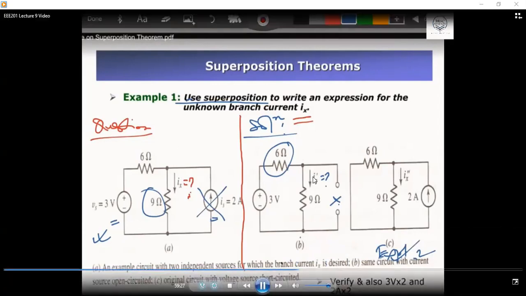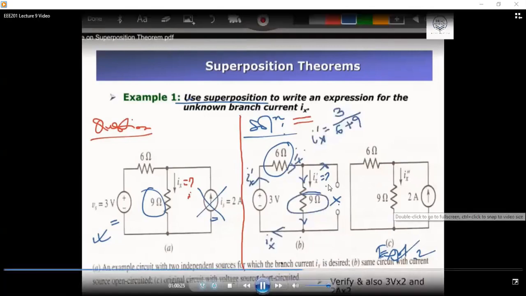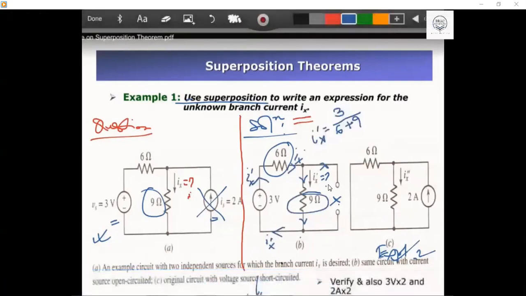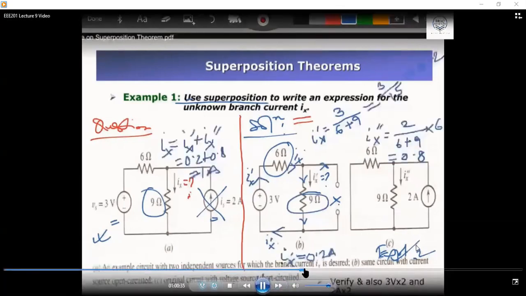So in this circle, all currents are Ix prime. So V by R. Good. So Ix prime equal to V by R is equal to 3 divided by 6 plus 9. And what is the answer? It is 0.2 ampere. Okay, just 1 minute.